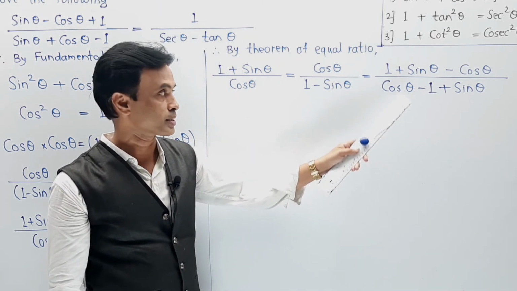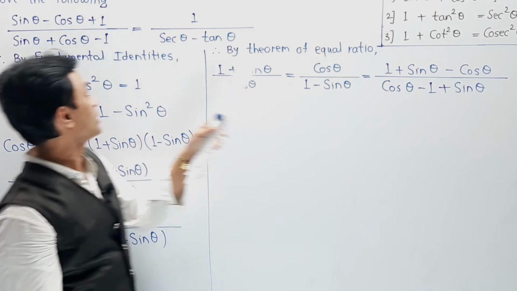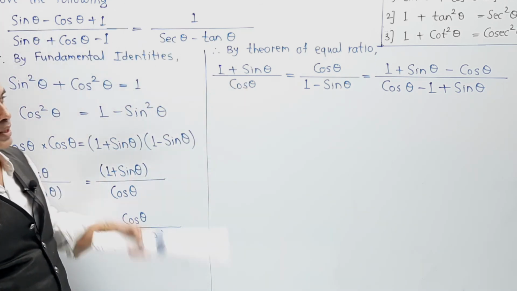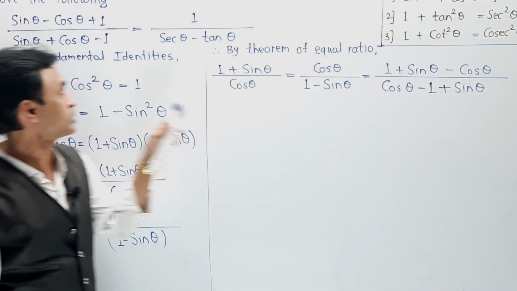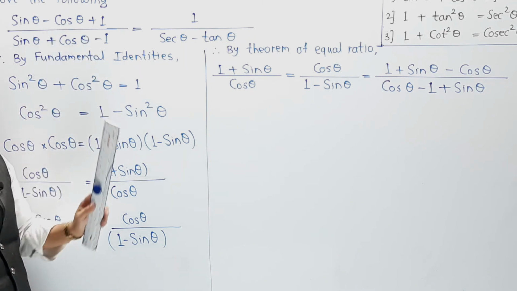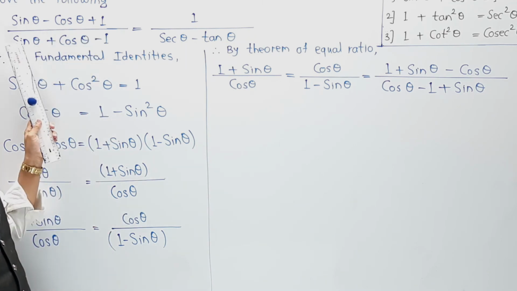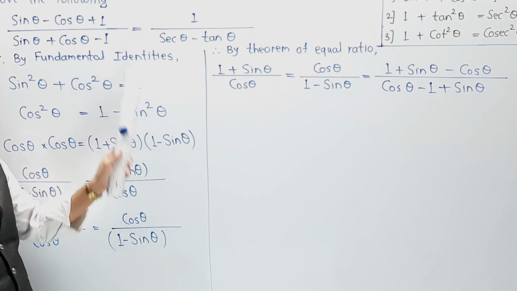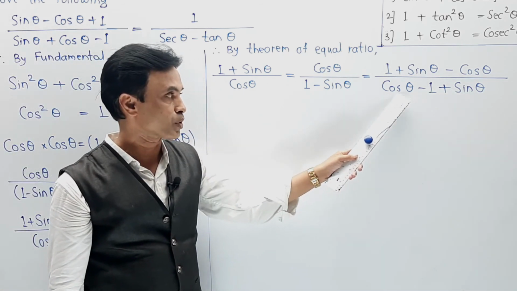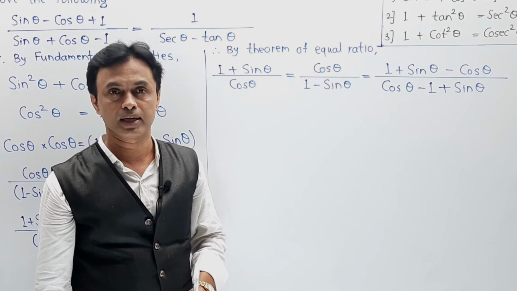Why have we done this? Pay attention. We need 1 plus sine theta. Here we need 1 plus sine theta. And we need minus cos theta. We need minus cos theta at the numerator. And in the denominator, sine theta plus cos theta minus 1. Sine theta plus cos theta minus 1. And this is the main rearrangement.